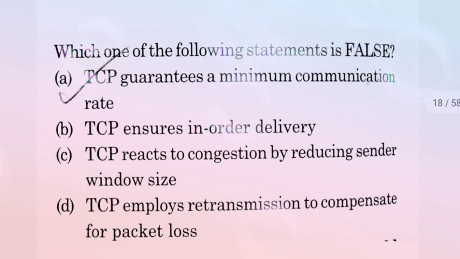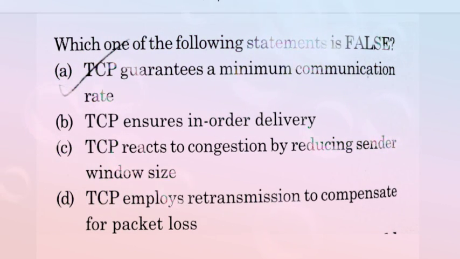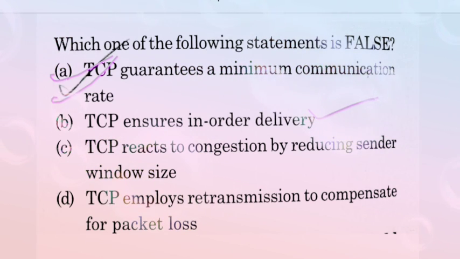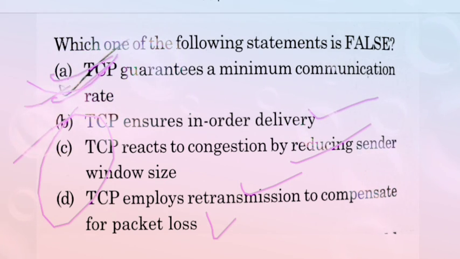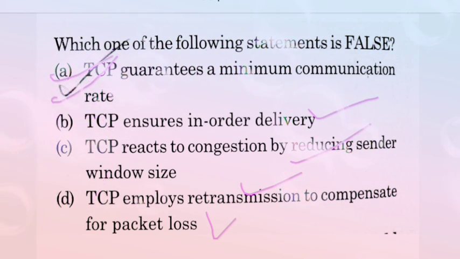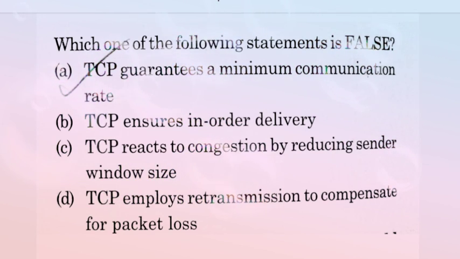Which one of the following statements is false? So here the first option is given: a TCP client has a minimum communication rate. This is totally false. Why? It is not giving a minimum communication rate. It ensures in-order delivery, it reacts to congestion by reducing the sender window size, and it employs retransmission to compensate for packet losses. So these are true statements, but this one is your false statement. So option A is your correct answer for this question. Now come to the next question.